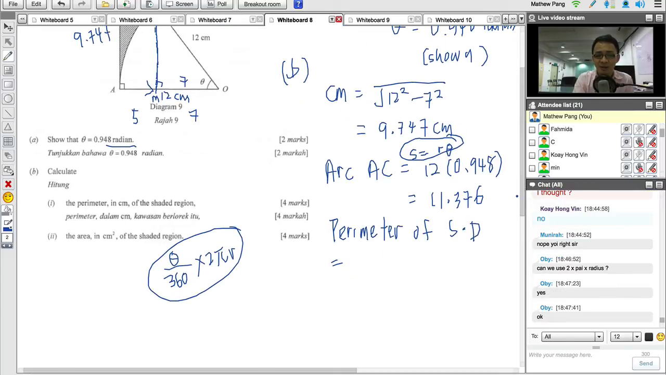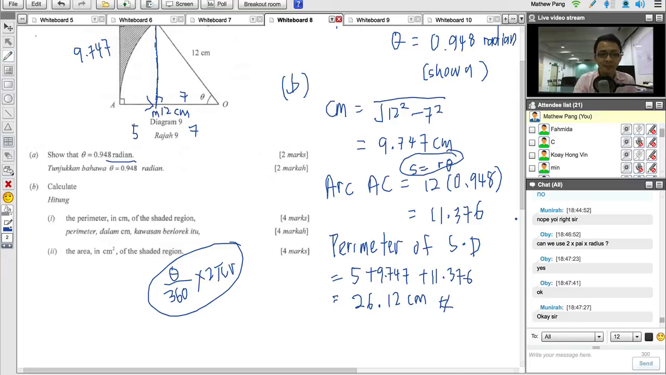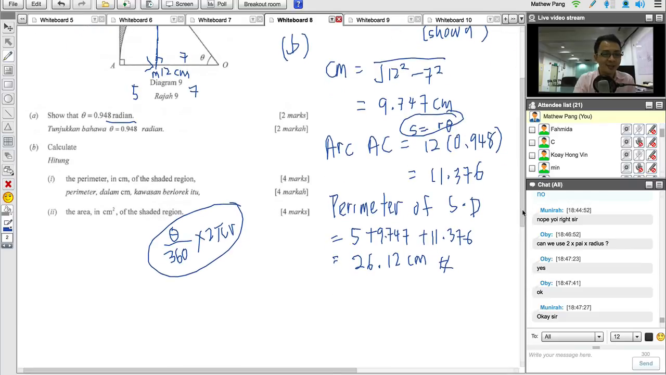Okay, so I want to find the perimeter. So it's 5 plus 9.747 plus 11.376 plus 5 plus 9.747. Just solve it. I got the answer. Final answer can round off to 2 decimal places, centimeter. Alright, done part B. Then we go to part C. Oh no, I mean B2.